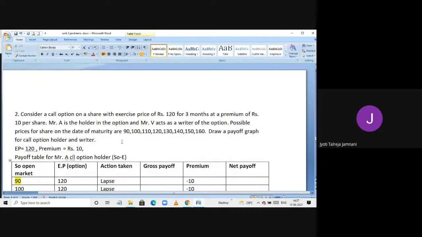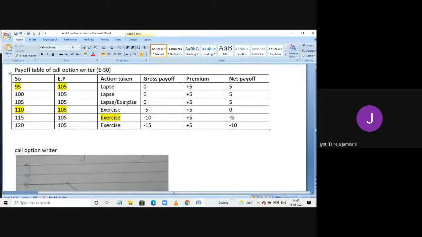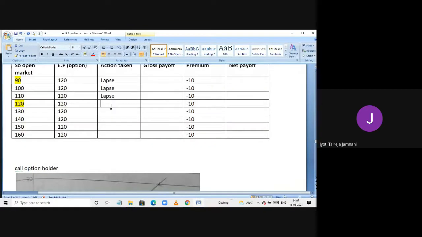When both the prices are same, what will happen? You exercise or you lapse. Decision is on you because 120 minus 120 is 0. So there is no profit, no loss.